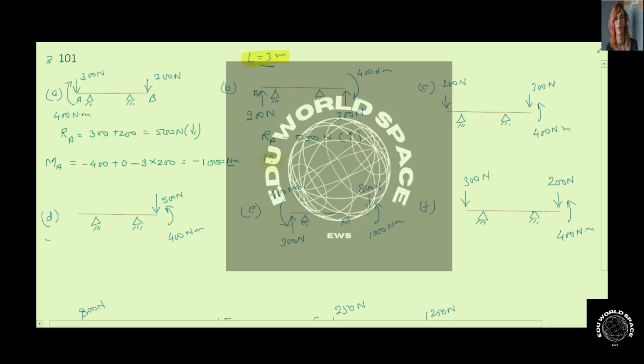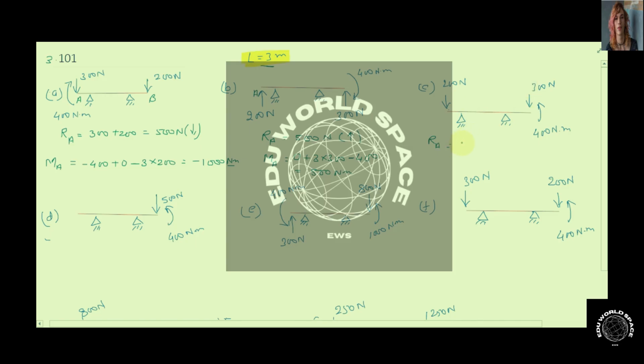If we talk about the moment about point A, since this 200 Newton is passing through point A, its effect will be 0. This 300 Newton is going to cause a counterclockwise couple, so it will be 3 multiplied by 300. And this 400 Newton meter is in clockwise sense, so minus 400 Newton meter, which comes out to be 500 Newton meter.